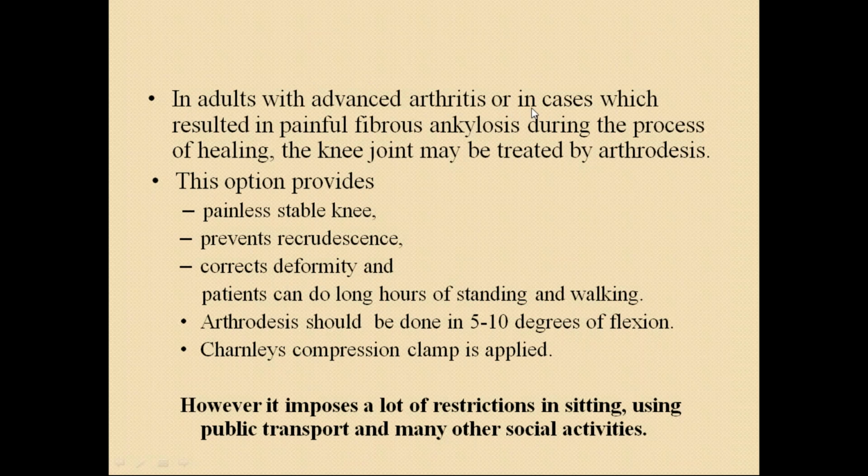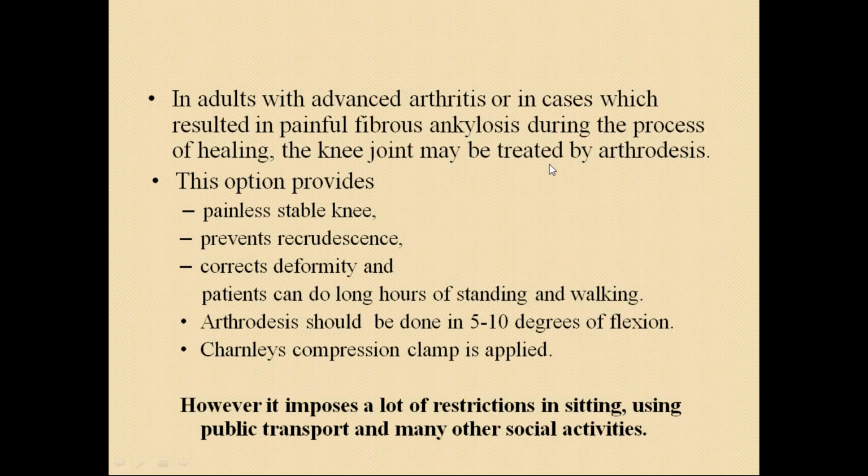In adults with advanced arthritis, the final sequel of this tuberculosis knee joint is fibrous ankylosis. So in adults with advanced arthritis or in cases with resultant fibrous ankylosis during the process of healing, the knee joint may be treated by arthrodesis. In the adult cases, if it is very severe and the whole joint is destroyed, then we'll go with the arthrodesis.